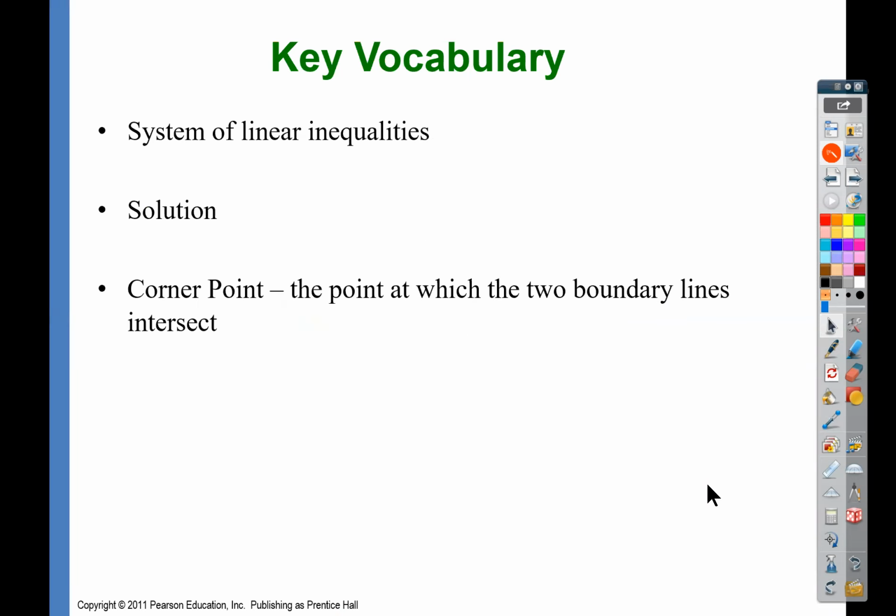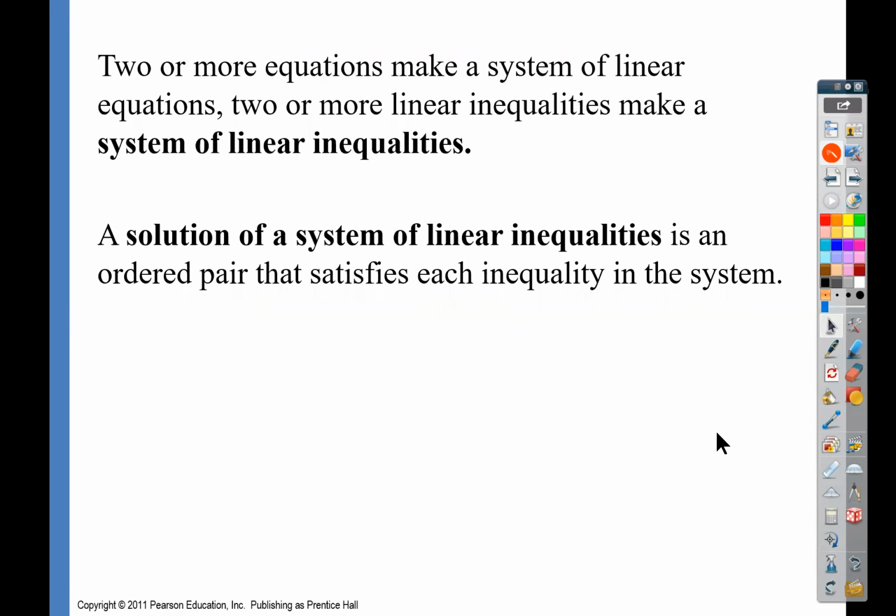So key vocabulary is system of linear inequalities, solution, and corner point. The corner point is the point at which the two boundary lines intersect. Two or more equations make a system of linear equations. Two or more inequalities make a system of linear inequalities. A solution of a system of linear inequalities is an ordered pair that satisfies each inequality in the system. So all of the solutions are the shaded region on the graph.